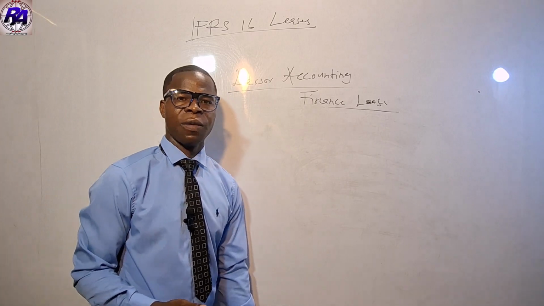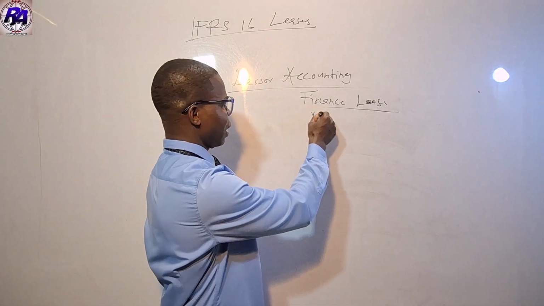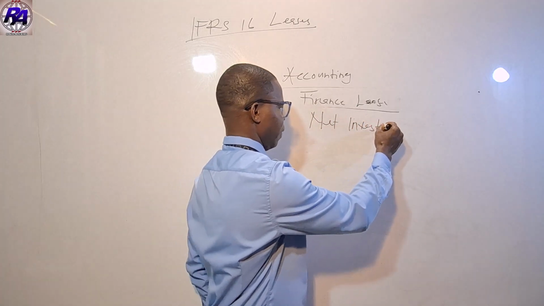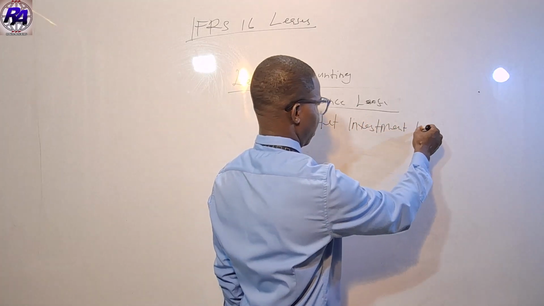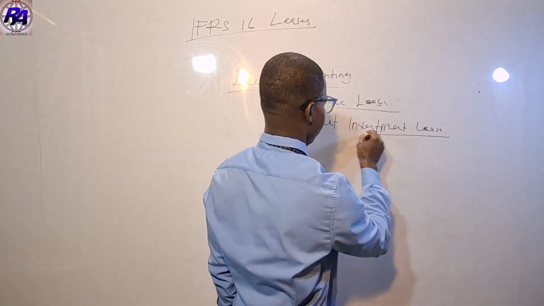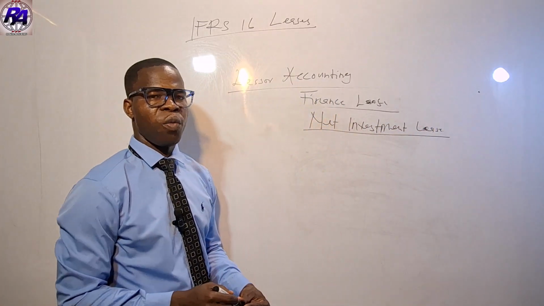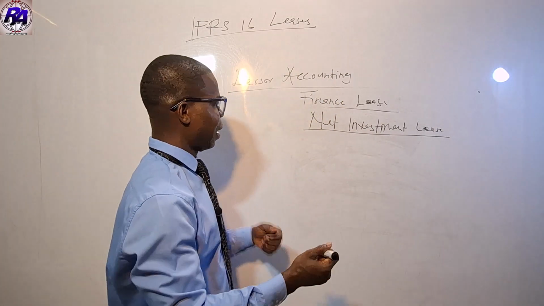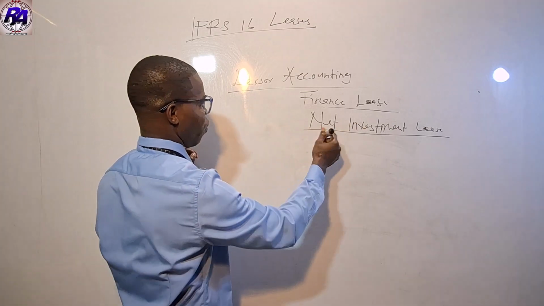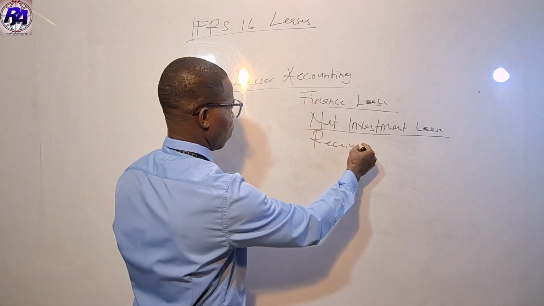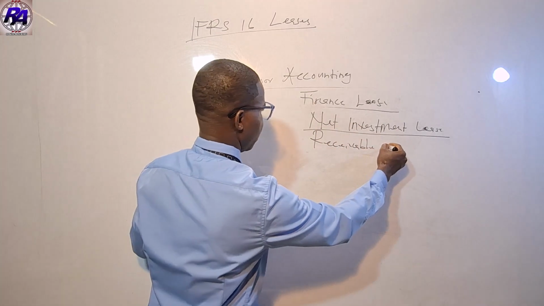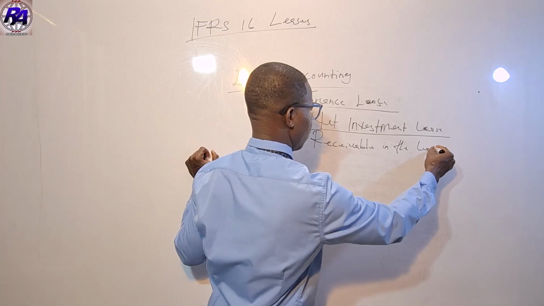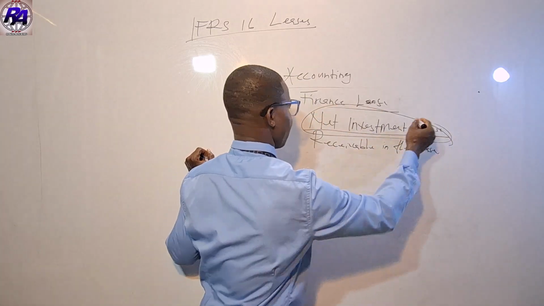The lessor accounts for the finance lease using what we call the net investment in the lease. Now, with the lessor accounting for the finance lease, the lessor accounts for it as the net investment, which is basically known as the receivable in the lease. So, which is basically the net investment in the lease.